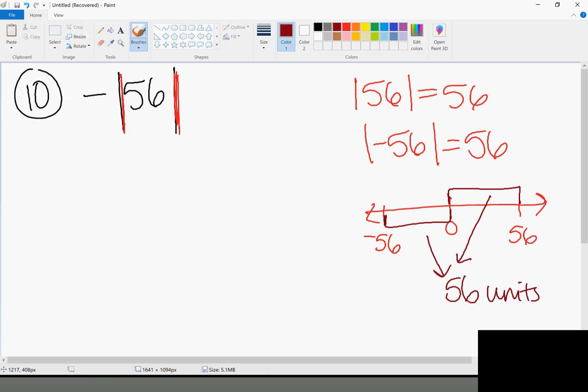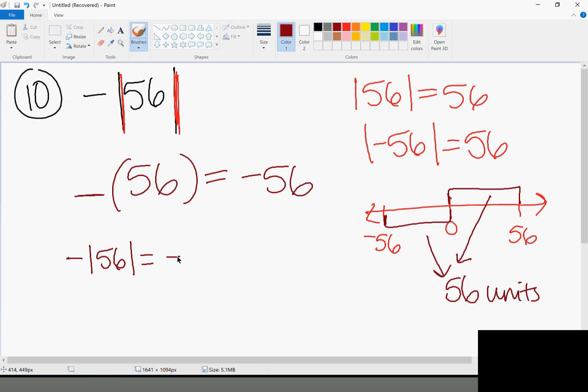So here, do the absolute value first. So the absolute value of 56 is 56. But then we have a negative out here. So negative times 56 is negative 56. So the main thing here, remember this. Negative times the absolute value of 56 is negative 56. The absolute value of negative 56 is positive 56. That's basically what this problem is trying to see if you know.